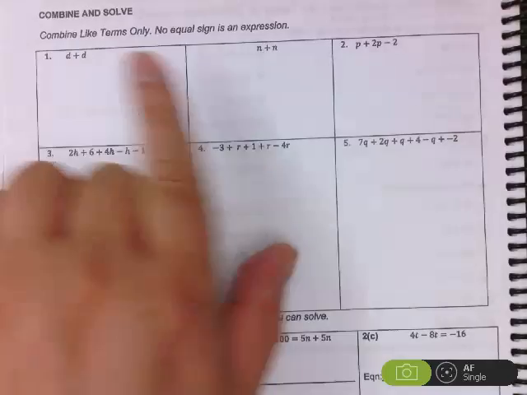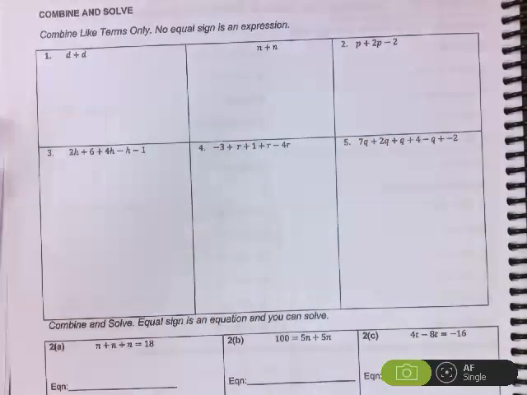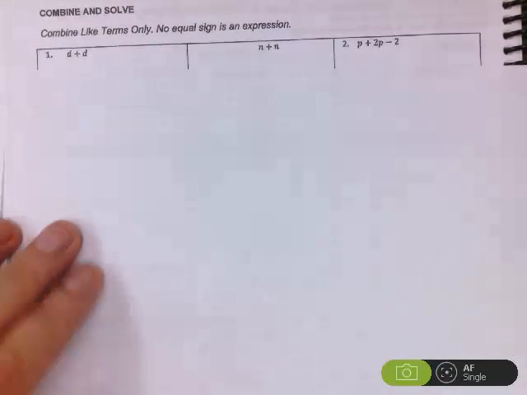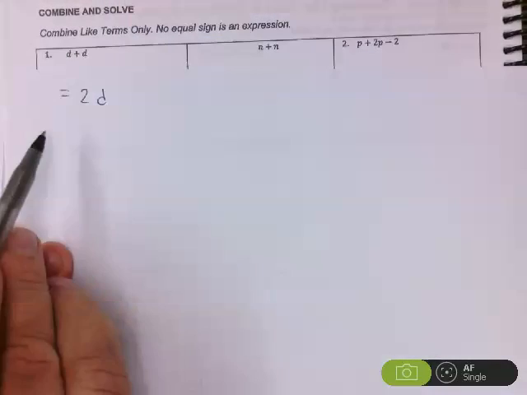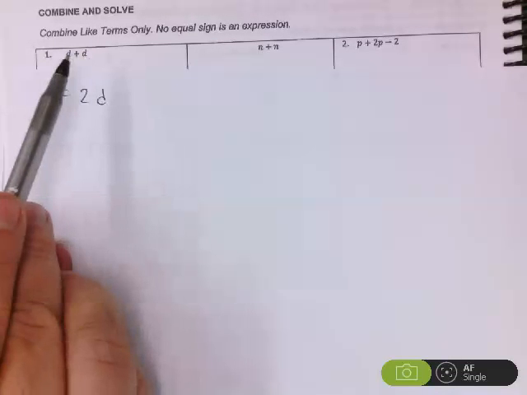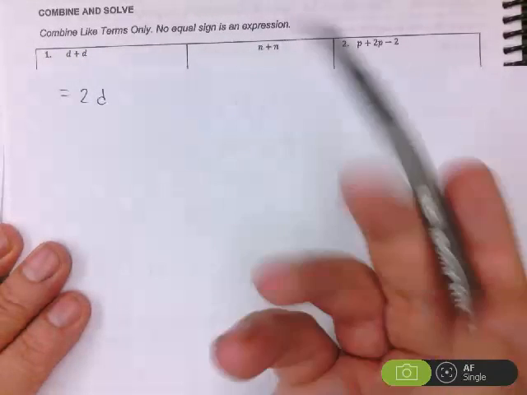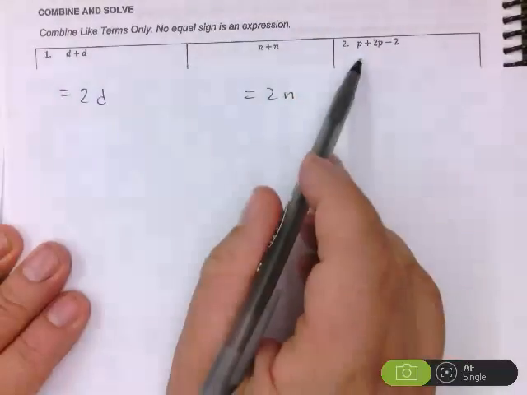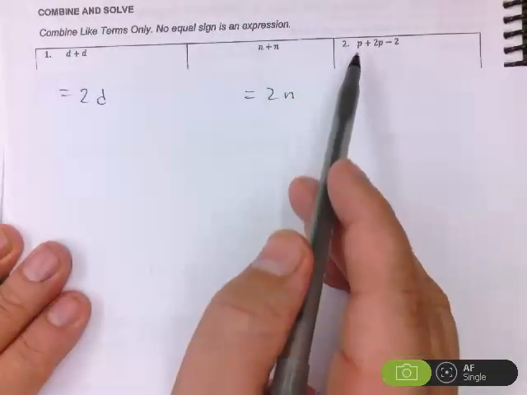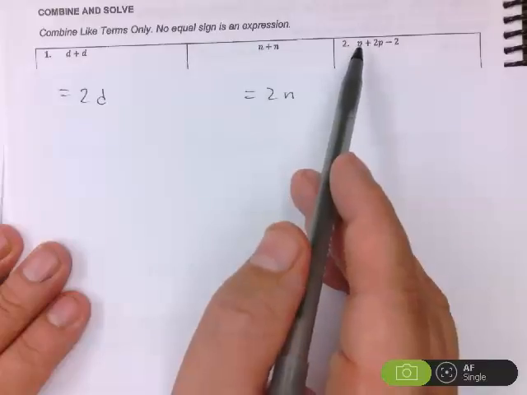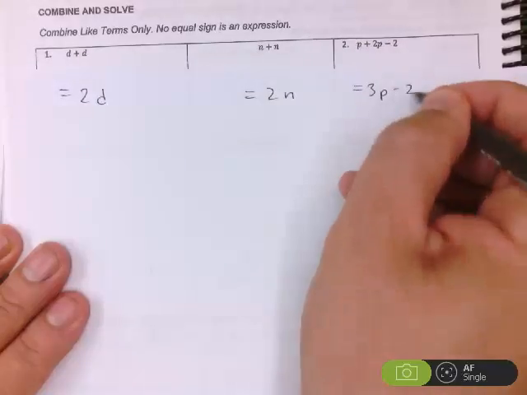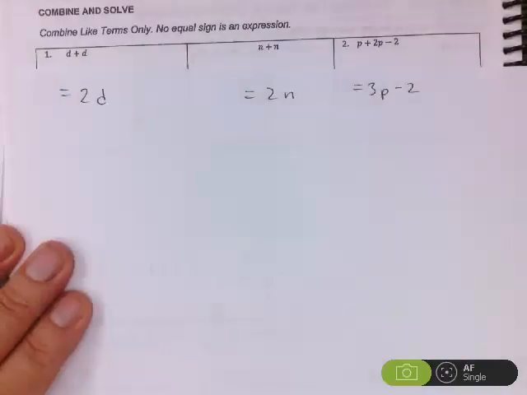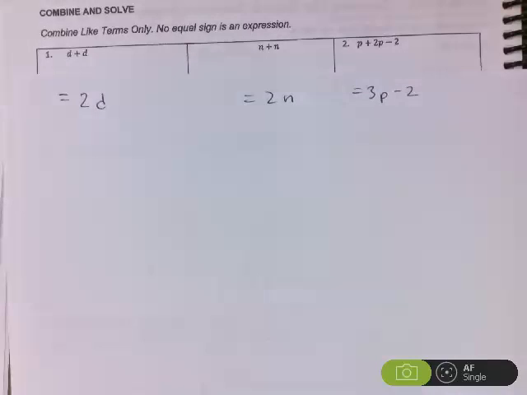So just a quick reminder on combining. If I have a variety of these simple cases here, 1d plus 1d, that's just 2d's, right? This is an expression. There's not an equal sign. I'm just simplifying it. So this is obviously going to give me 2d. And I'm looking here, I've got 1 p, remember, just counting that 1 in front of that p. 1 p plus 2 p's, that's 3 p's, minus 2, and that's as simple as I can get that. So that's combining like terms.